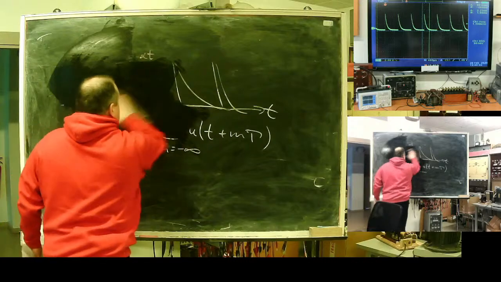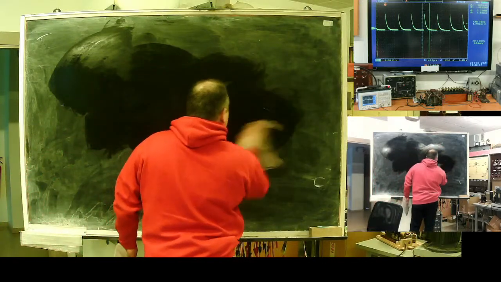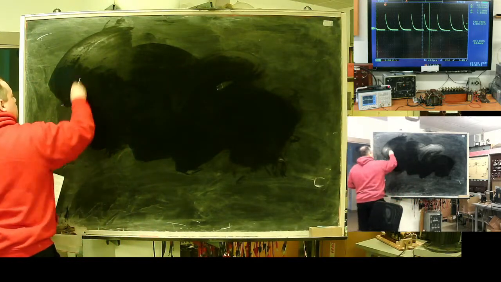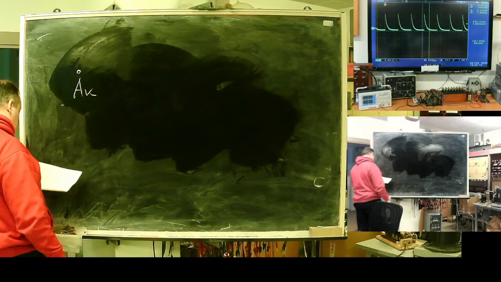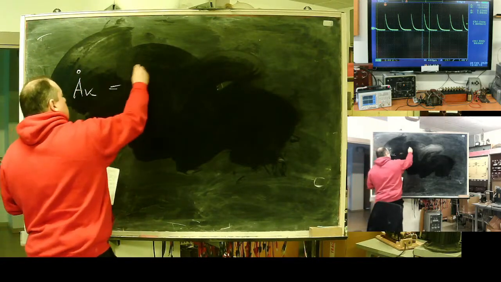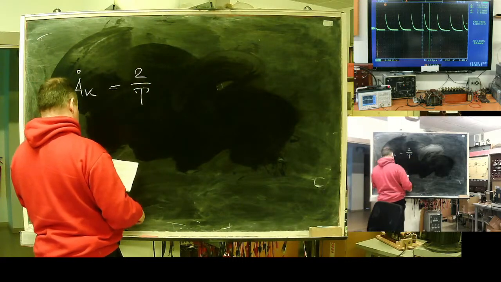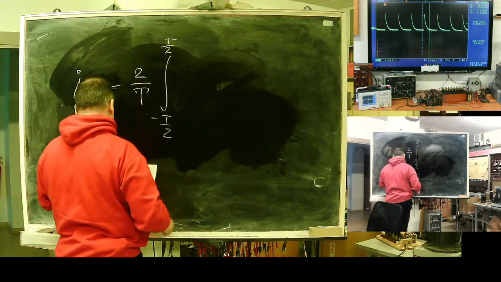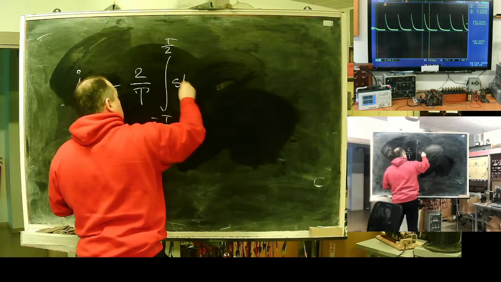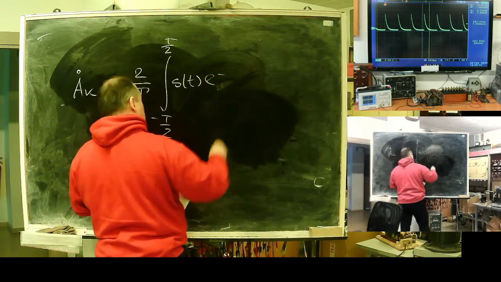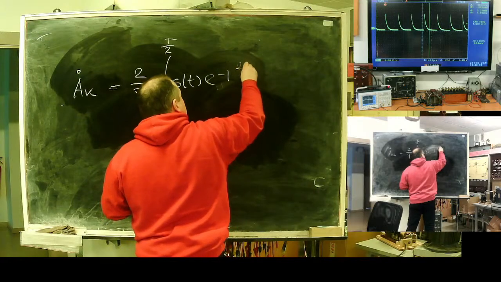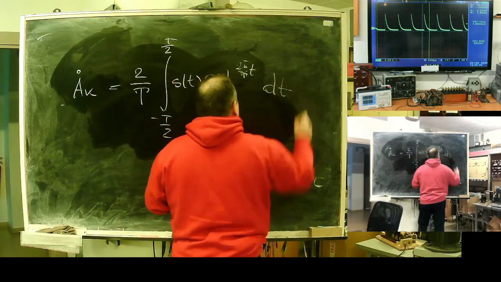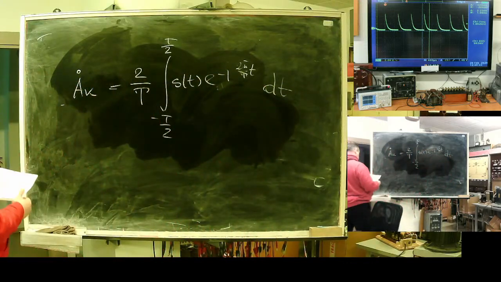I can apply Fourier transform. Nothing stops me. So, the complex amplitude for the harmonic will be divided by period. I should integrate in the margins of half period, e to the power minus j omega k t, in time.